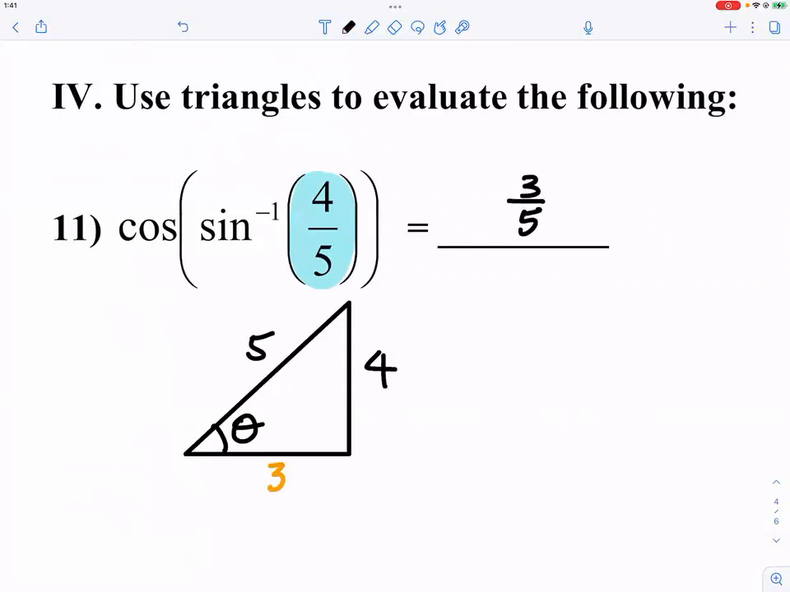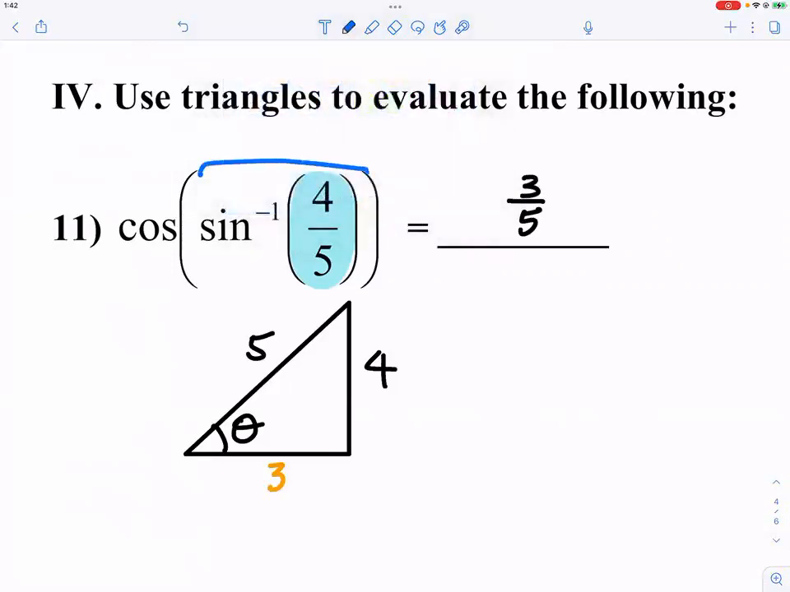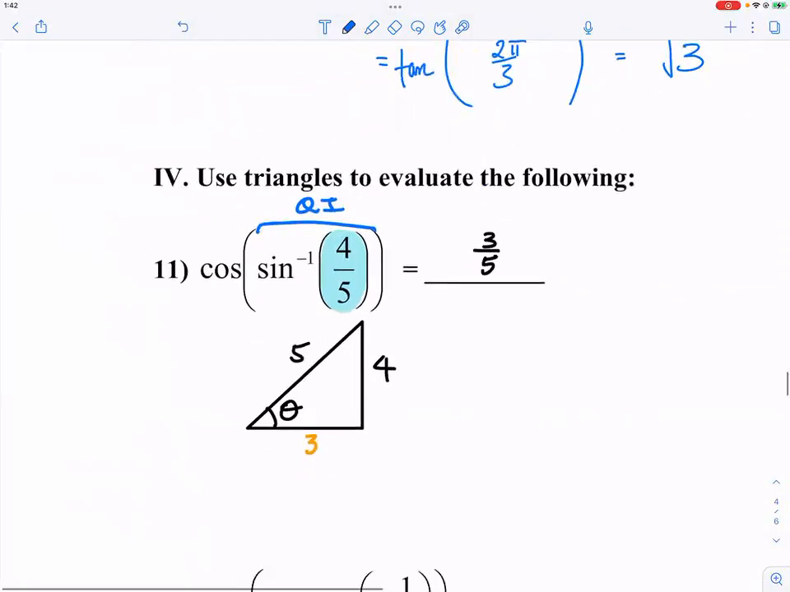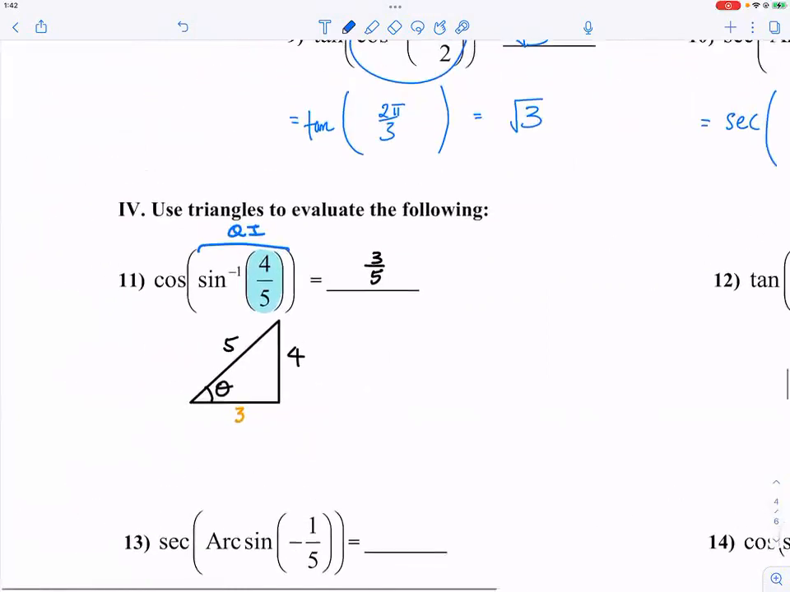So again, we are not trying to find out this particular angle's value. We're not trying to find out the angle's value. We are trying to find out the cosine of this angle. And again, the ratio is positive. So this is simply a quadrant 1 angle. So we don't really have to worry about the sign. It's going to stay positive. Okay, any question for number 11?